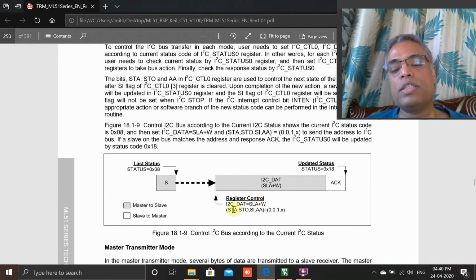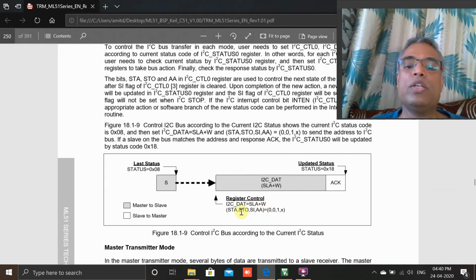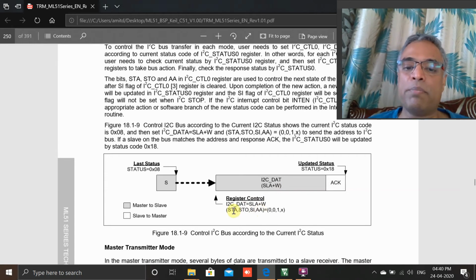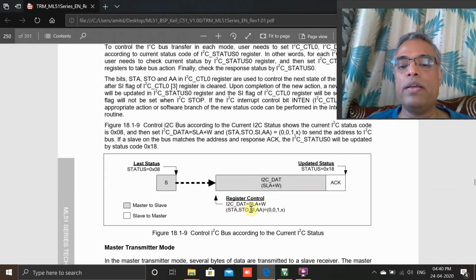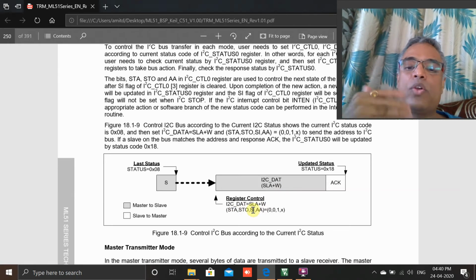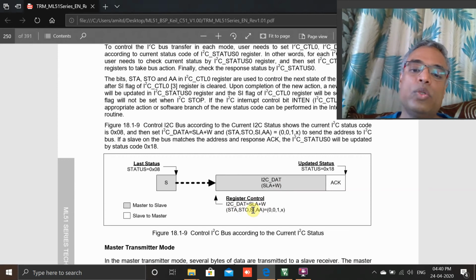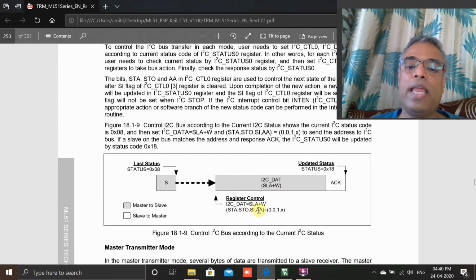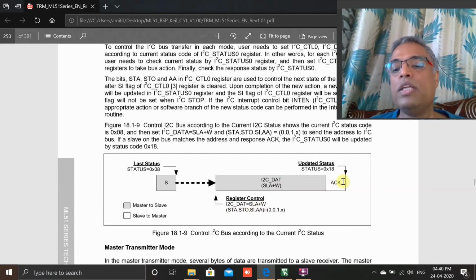The control register has the bits STA, STO, SI, and AA. STA is the start bit, STO is the stop bit, SI is simply a flag which gets set after every action that you do has been completed, so the SI bit will remain set, and AA is the acknowledge or not acknowledge bit. Okay, so basically this is all we need.